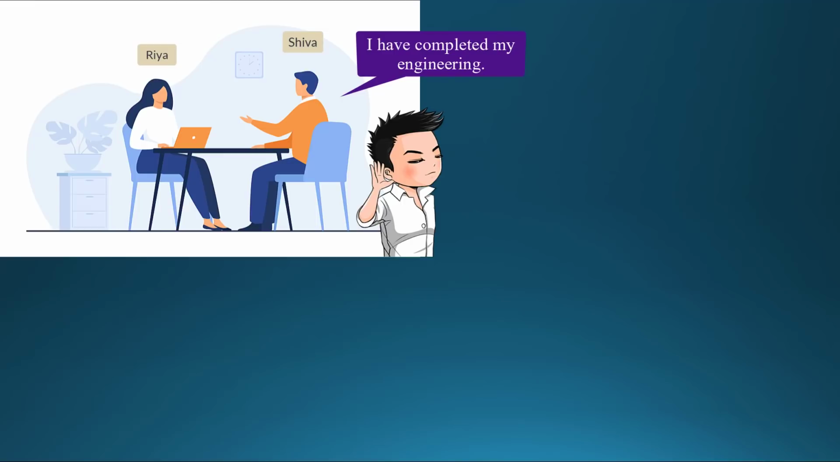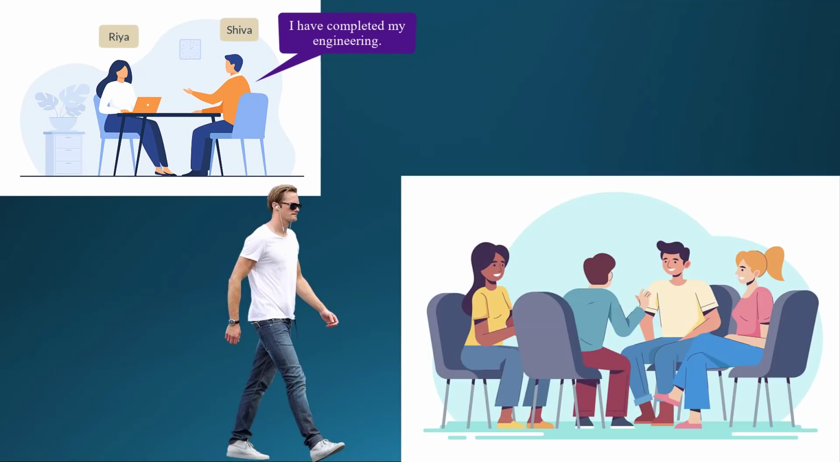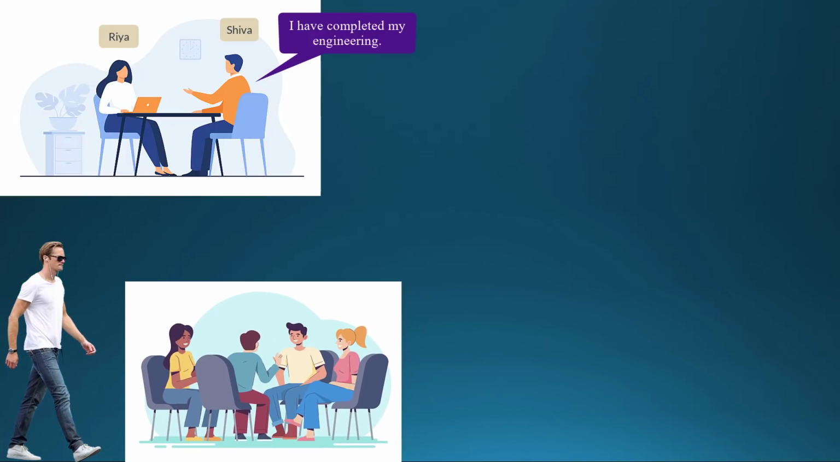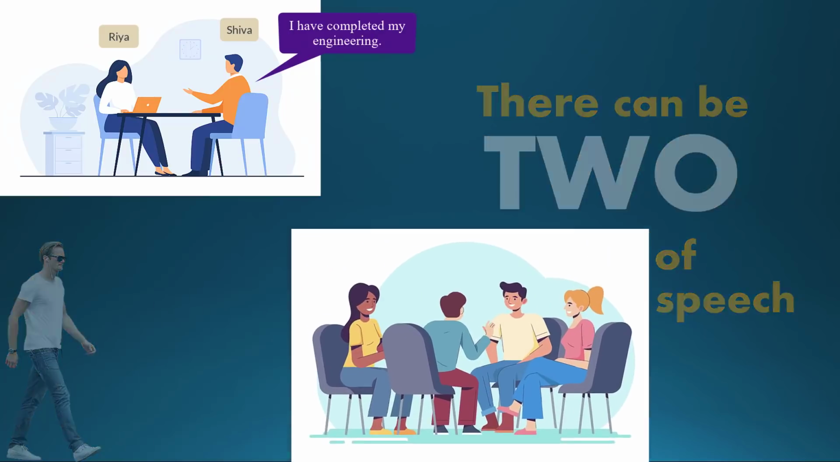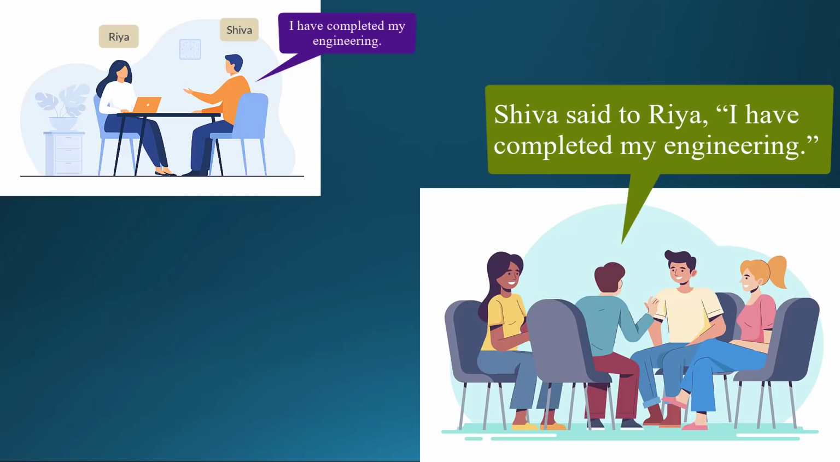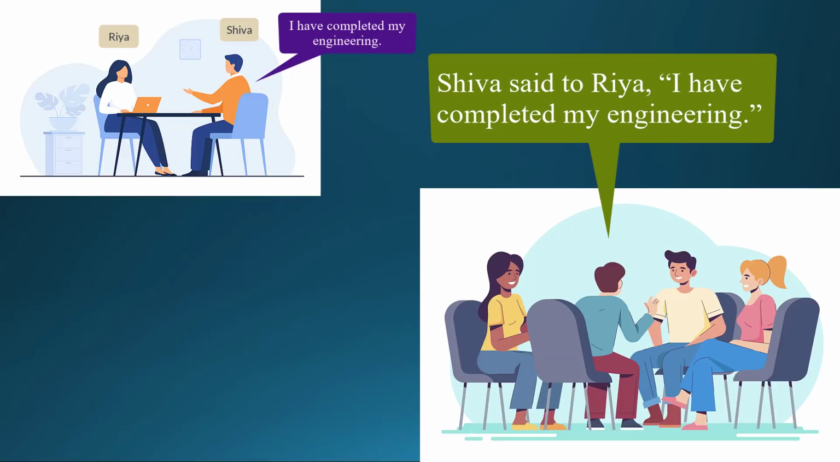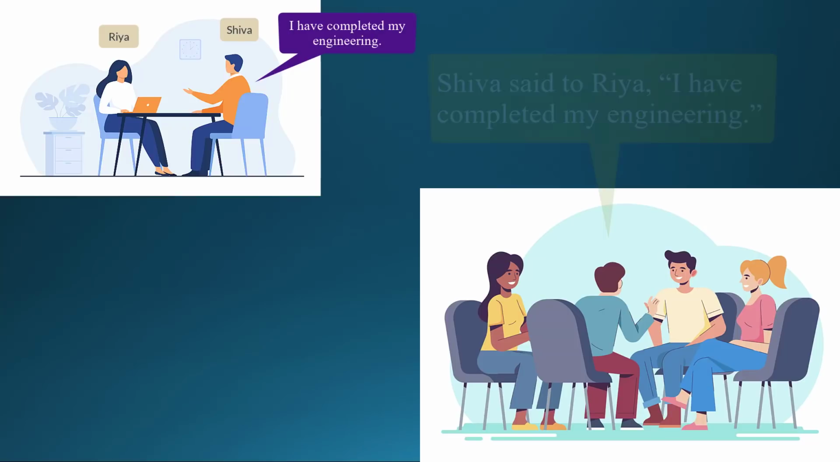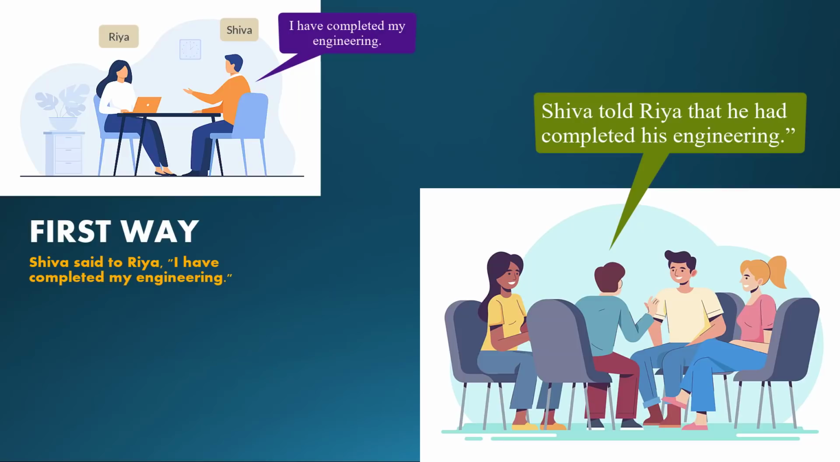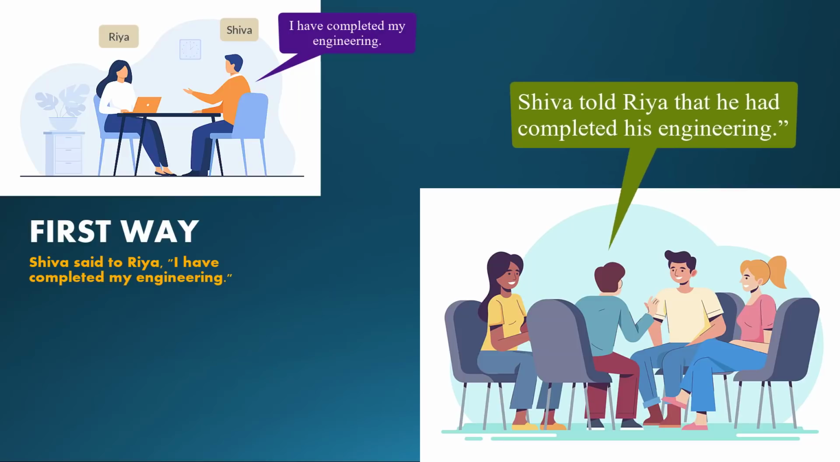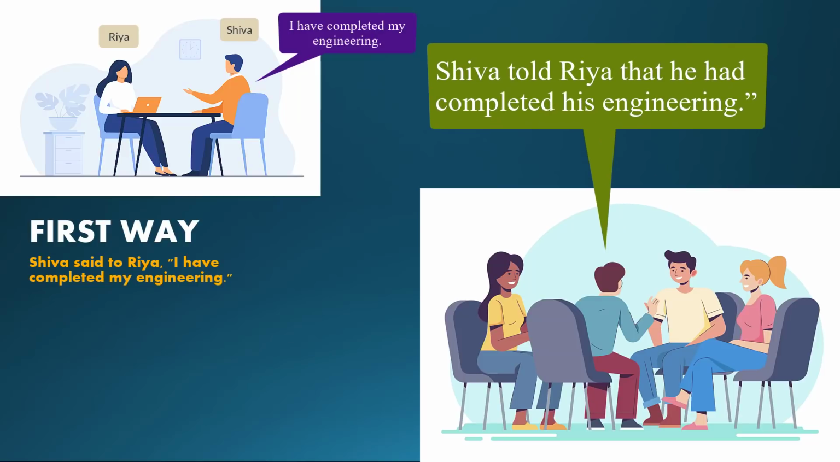And after listening, you decide to go to your friends and tell them what these two persons were talking about. Now, there can be two ways of telling what you have heard. If you repeat the same sentence as it is, without making any changes, to your friends, then this is the first way. And if you make some changes before telling them, then your sentence will be like this.